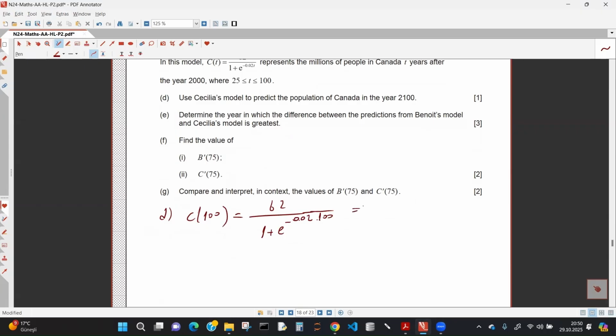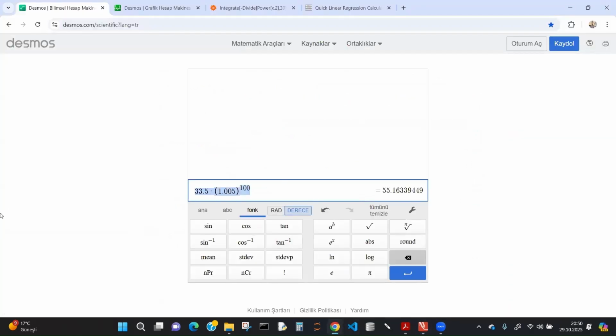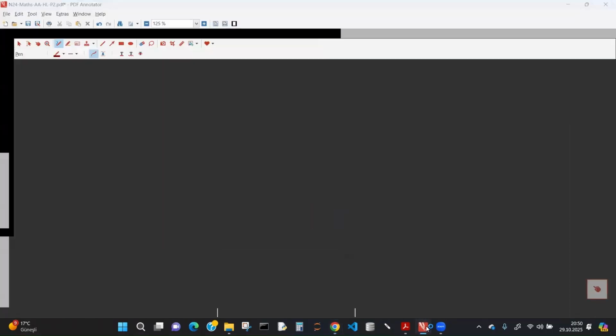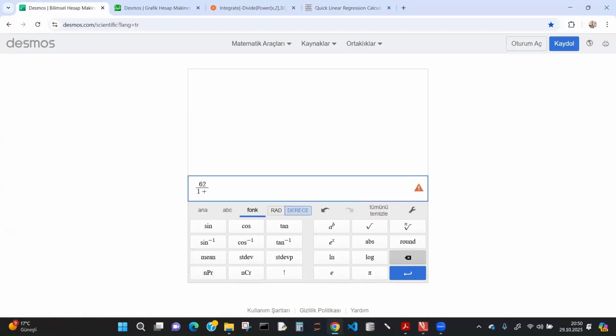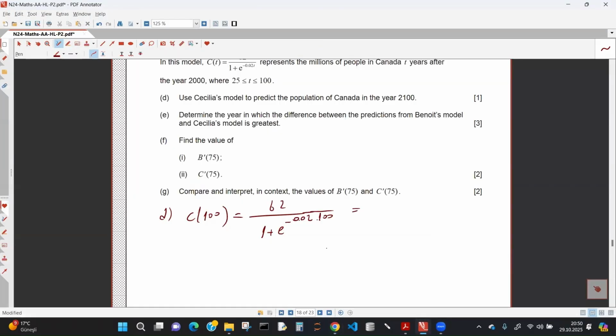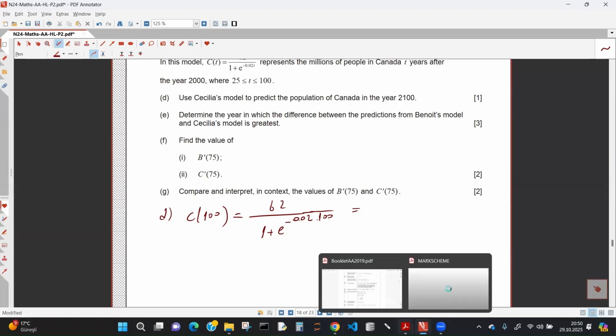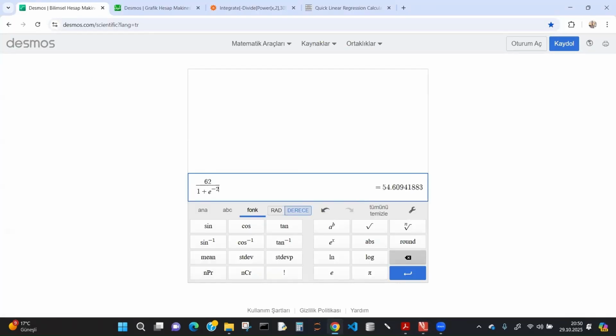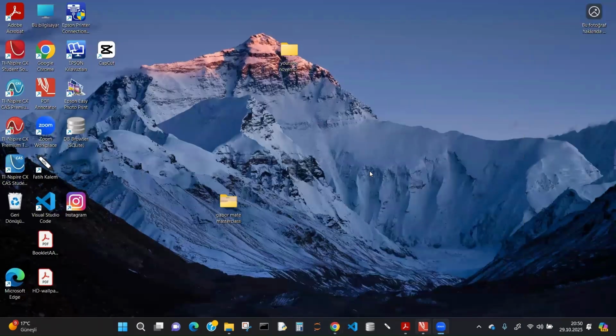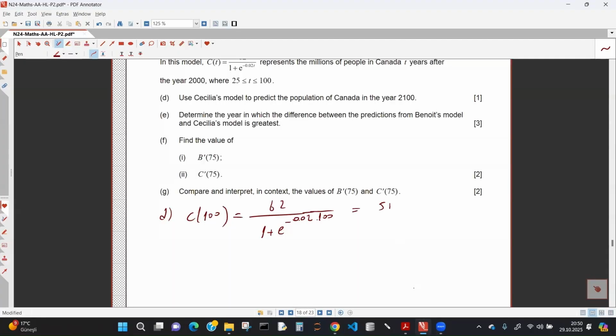So let's find this. 62 divided by 1 plus 8 to the power of minus 2, because it's going to be 2. So this is approximately 54.61.